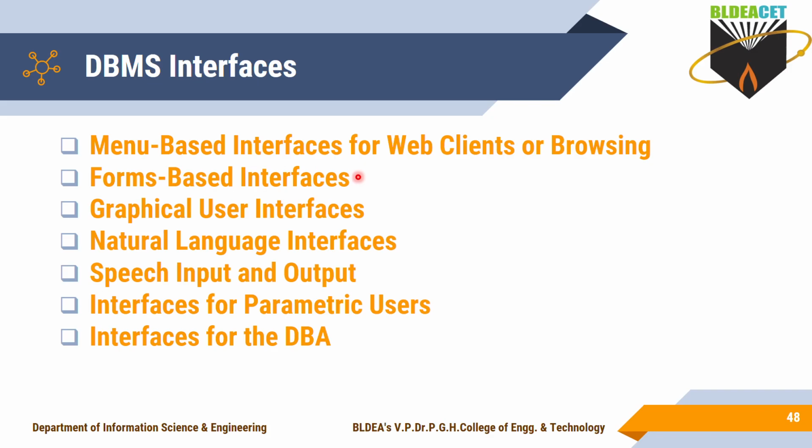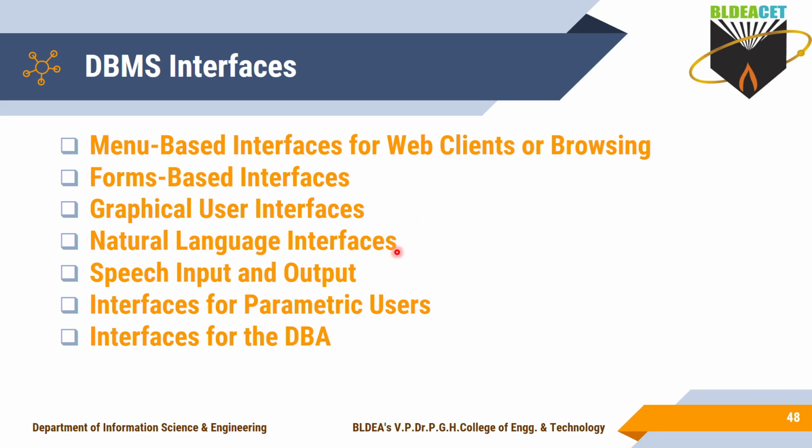Next one is forms based interfaces. Usually this one is used by which user? That is the naive user or parametric user. This is in the form of forms which contain text boxes, command buttons, all those things. Next is graphical user interfaces. It is in the form of graphics, diagrams here. So whatever queries you want, you can specify by modifying the diagrams here.